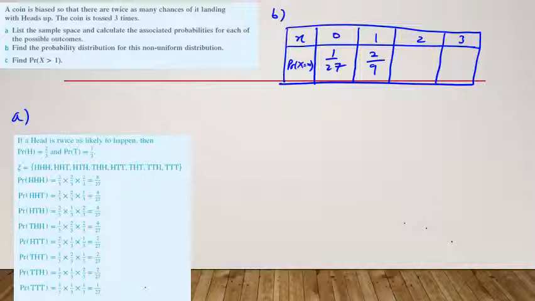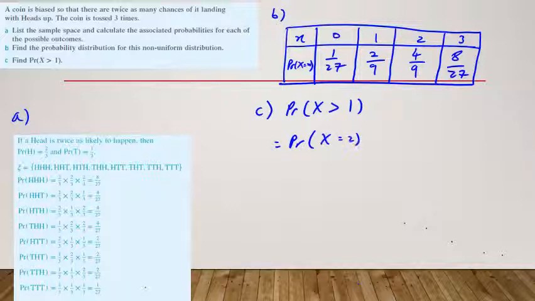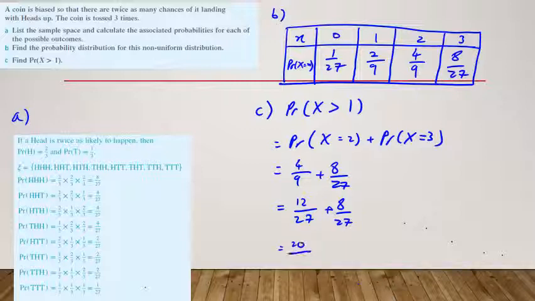The next one, 2 heads, are all 4s. So that's 4, 8, 12. So 12 over 27 is 4 over 9. And the last one is 8 over 27. Alright, C, we want the probability of X greater than 1. The two numbers that are greater than 1 are 2 and 3. So then that's 4 over 9 plus 8 over 27. That'll be 12 over 27 plus 8 over 27, which is then 20 over 27.